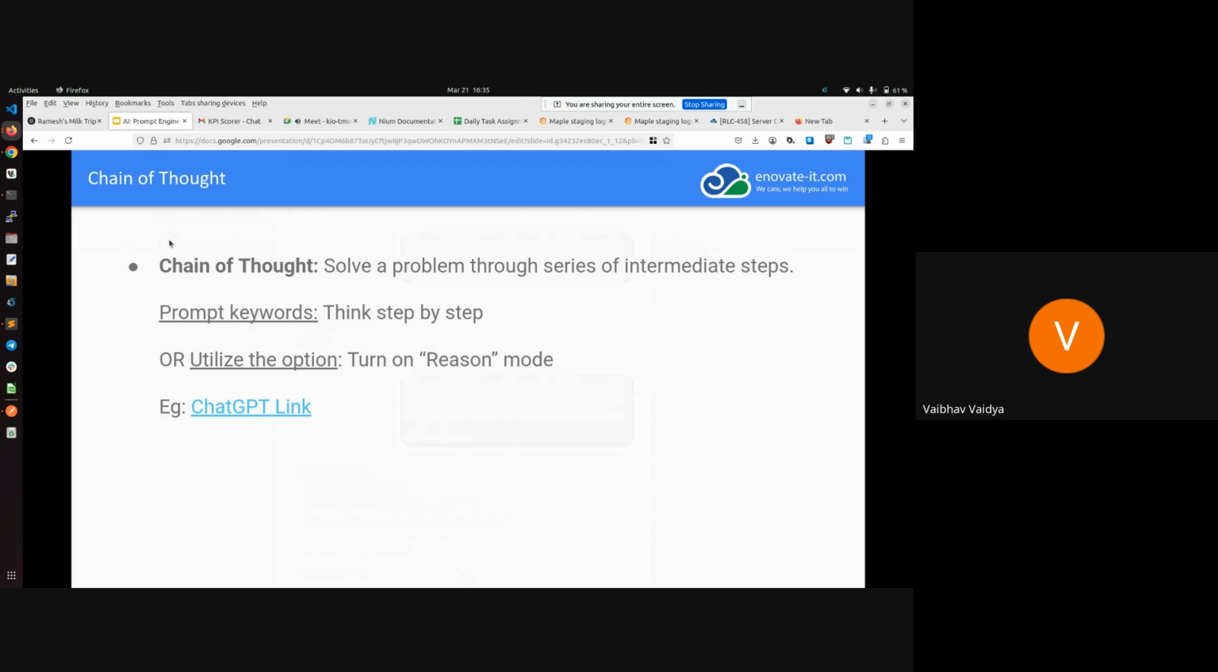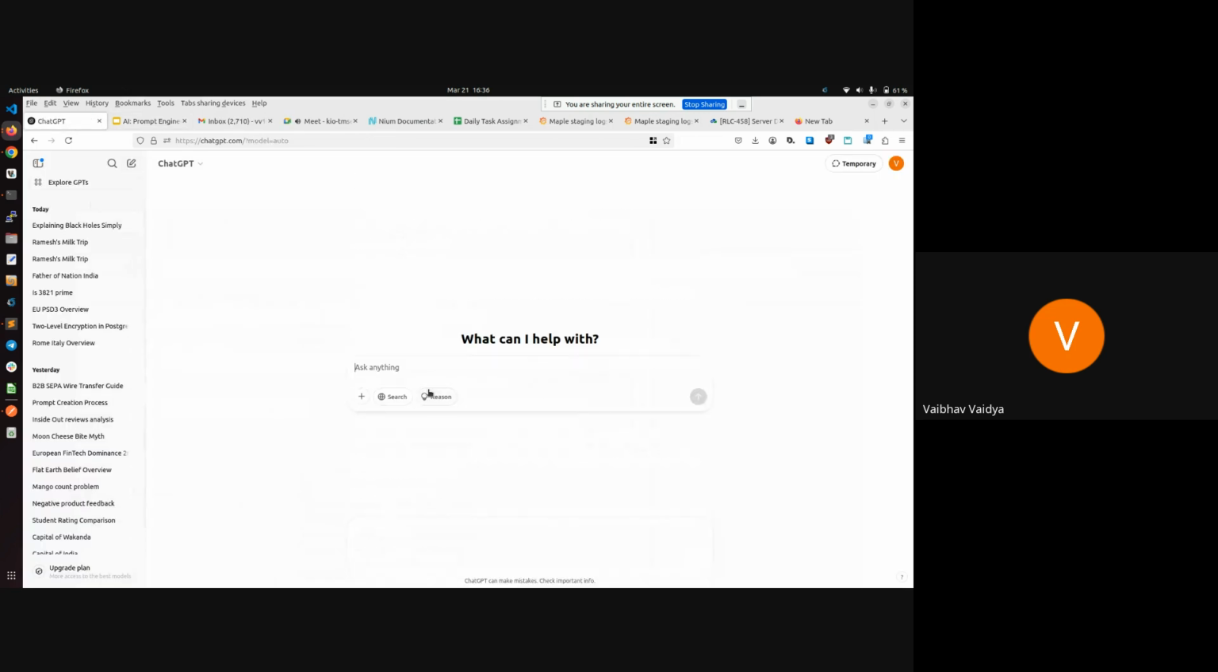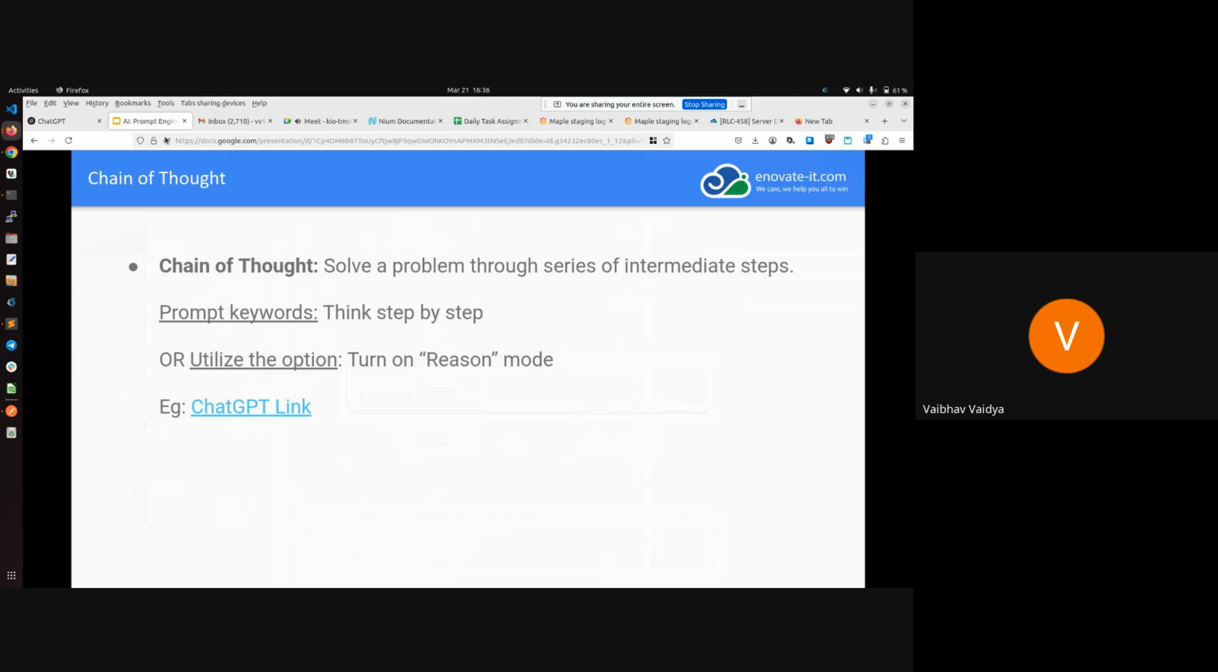Same with AI, what we can do is use certain prompt keywords, which is think step by step, or we can utilize the reason option. If you go on any new chat, you have something called reason mode here. This is available for most of the new AI, like DeepSeek R1 and ChatGPT. So you can choose that.